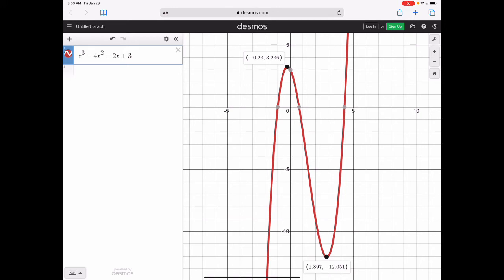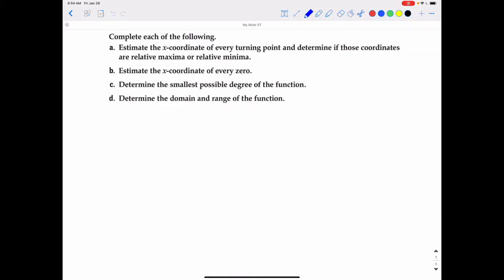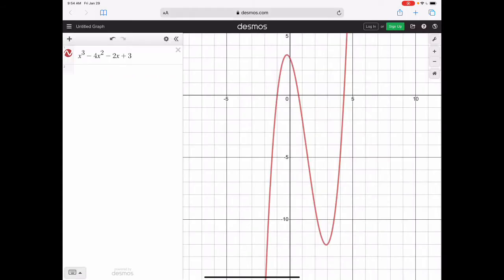The next question was, determine the smallest possible degree of the function. So notice that there were two turning points. There was a turning point at the relative maximum and a turning point at the relative minimum. So that's two turning points, but to find the degree, you would add the number of turning points plus 1, which means it has a degree of 3.